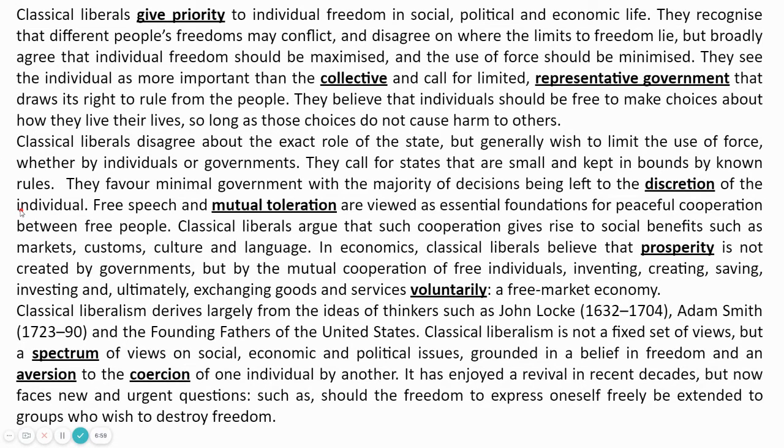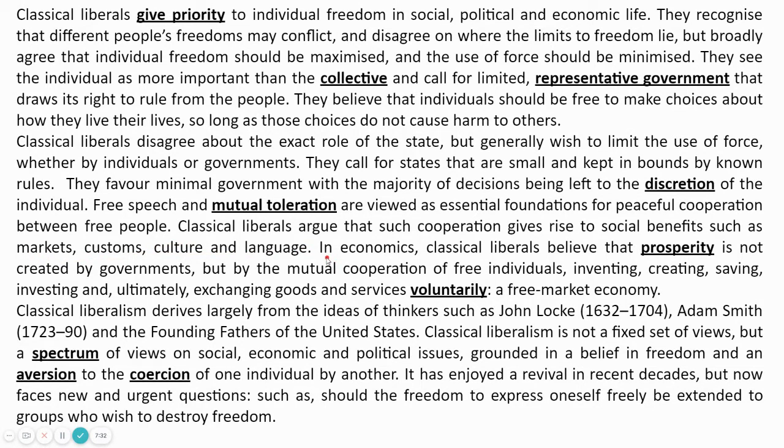Free speech and mutual toleration are viewed as essential foundations for peaceful cooperation between free people. If we're going to live together properly, we have to respect each other. We have to allow for the fact that other people disagree. We have to let them disagree with us. Classical liberals argue that such cooperation gives rise to social benefits such as markets, customs, culture, and language. By markets, we're talking about economics here.